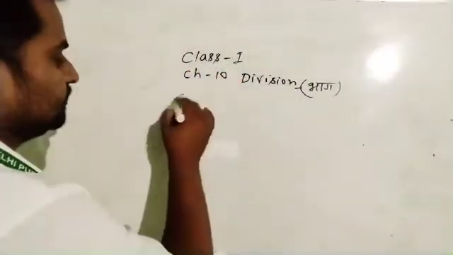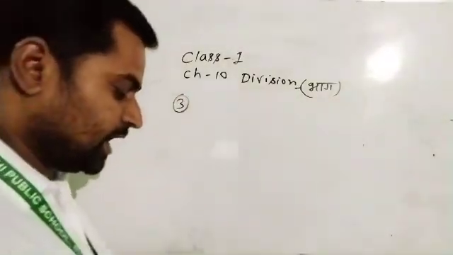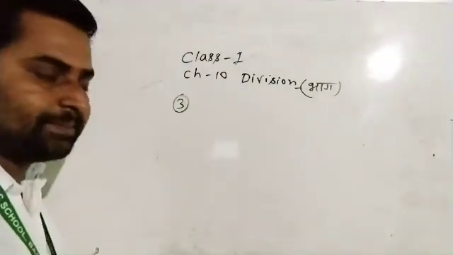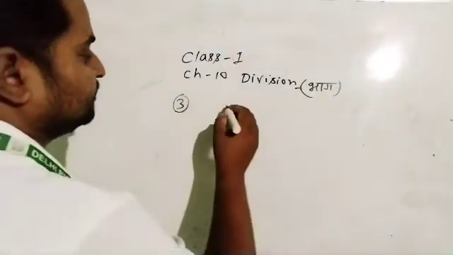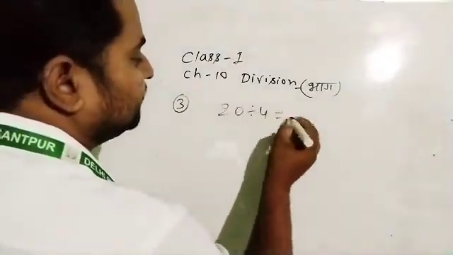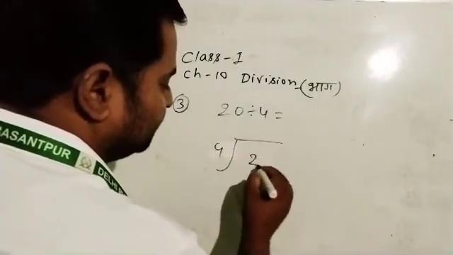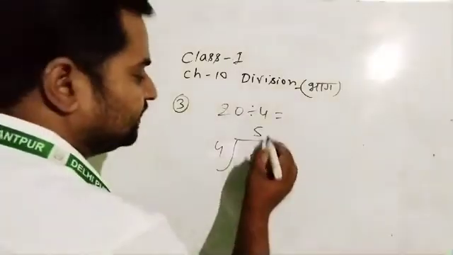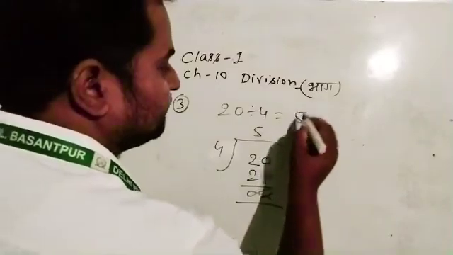And the next question, question number 3. Sonu paid 20 rupees for 4 books. How much did he pay for 1 book? Okay students, 20 divided by 4. Write 4 and 20 and read the table of 4. 4 5s are 20. So your answer is 5.